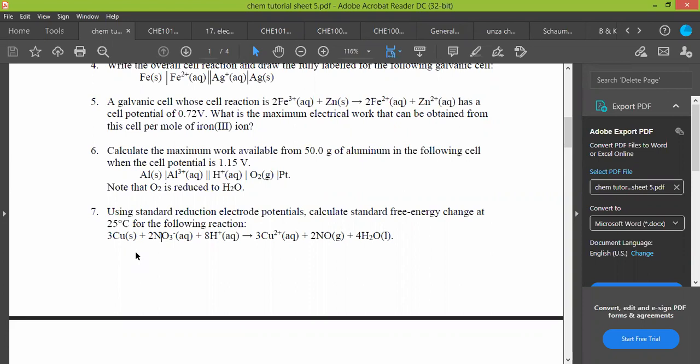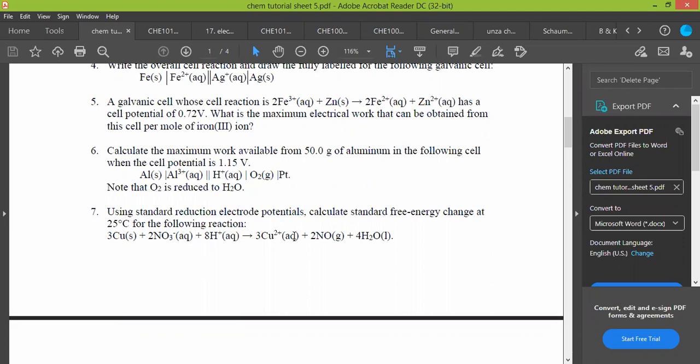So if a question like this is to come in a test, they will give you the cell potential for the reduction of copper and for the reduction of nitrogen, the nitrate to nitric oxide gas. They will give you those. And then you yourself will be able to tell which one is being reduced and which one is being oxidized by looking at this particular equation as your guide.